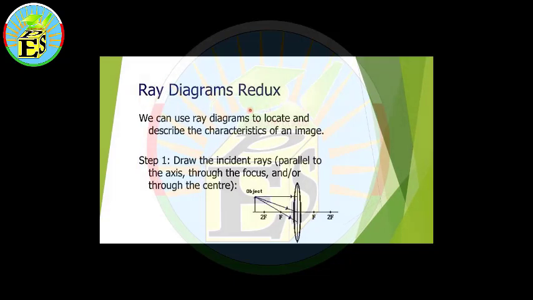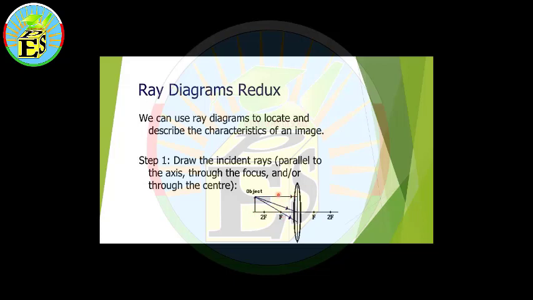Ray diagrams redux. We can use ray diagrams to locate and describe the characteristics of an image. Step 1: draw the incident rays parallel to the axis, through the focus, and through the center. This is the object. We must draw 3 rays. The first one is parallel to the principal axis, like this. This is the principal axis, and this is the first incident ray.